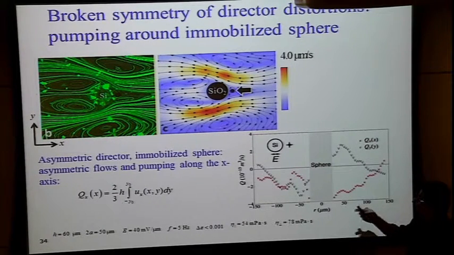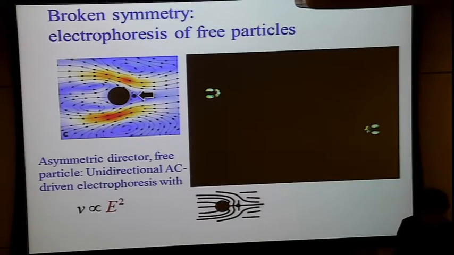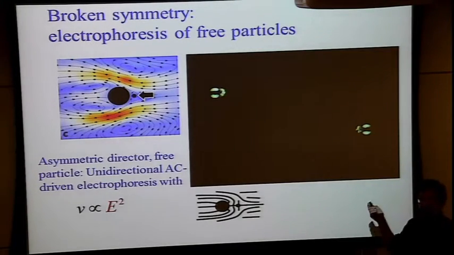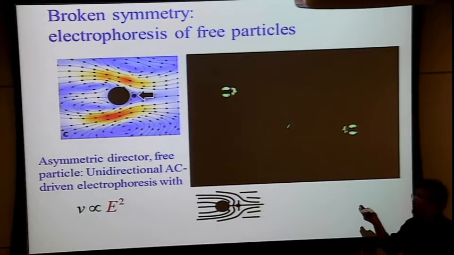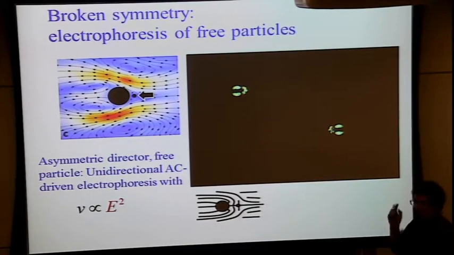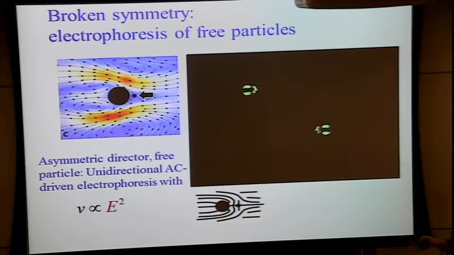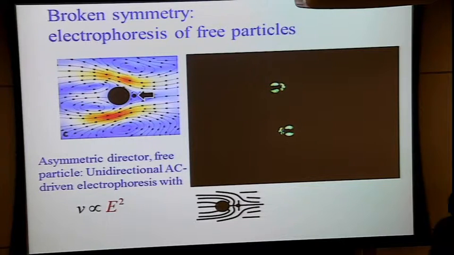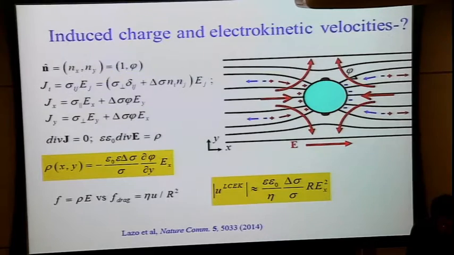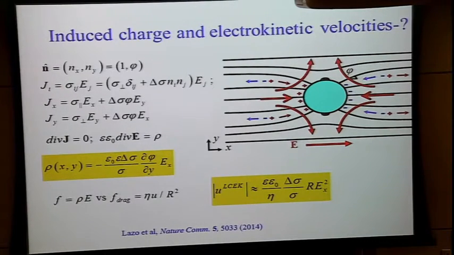Now, this is the particle that is glued to the substrate. If we release the particle and let it go, then we would see exactly what was shown on the first slide. These free particles will move, but the liquid crystal would just sit there and pretend that it doesn't know anything. It just does nothing. So that's very good.